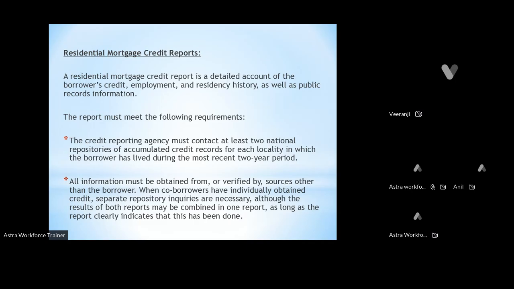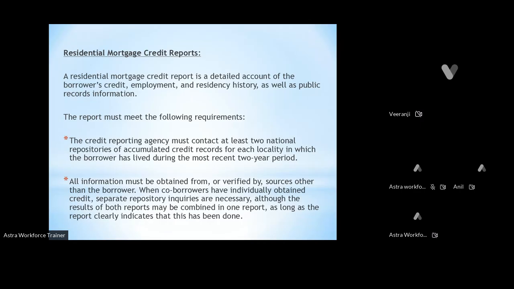Residential mortgage credit reports. A residential mortgage credit report is a detailed account of the borrower's credit, employment, and residency history, as well as public records information. The report must meet the following requirements. The credit reporting agency must contact at least two national repositories of accumulated credit records for each locality in which the borrower has lived during the most recent 2-year period.